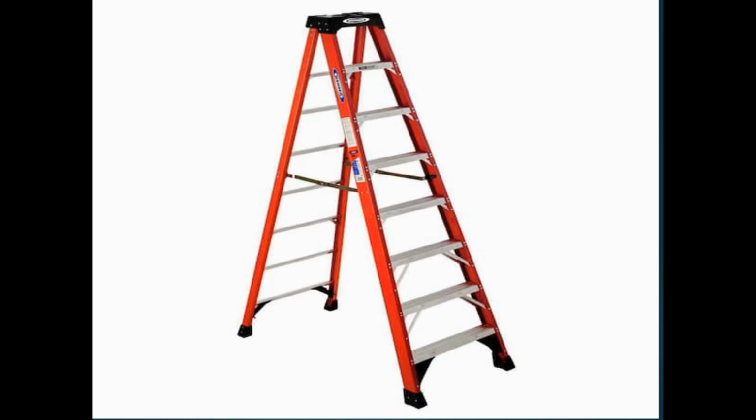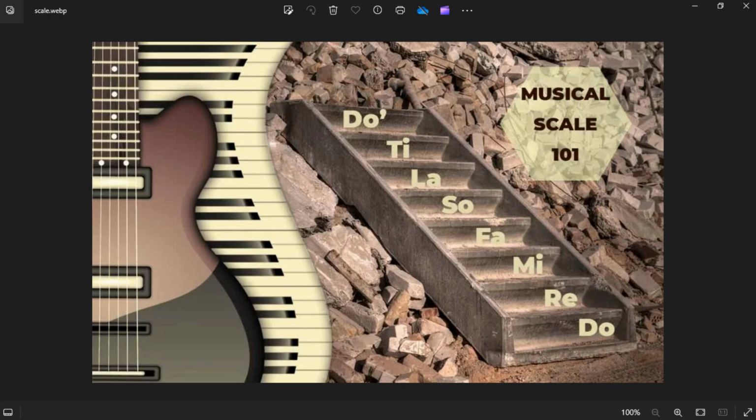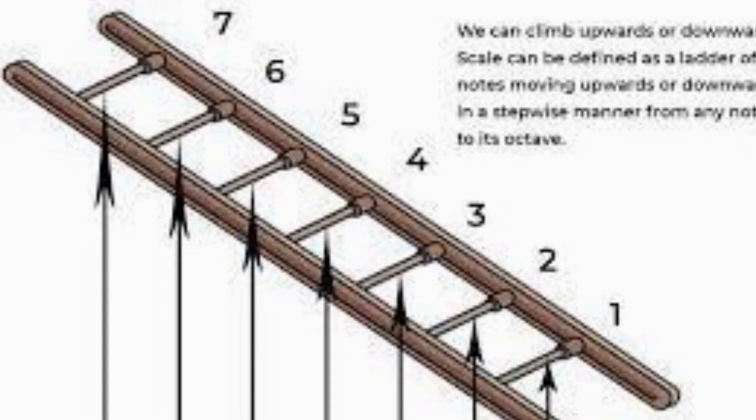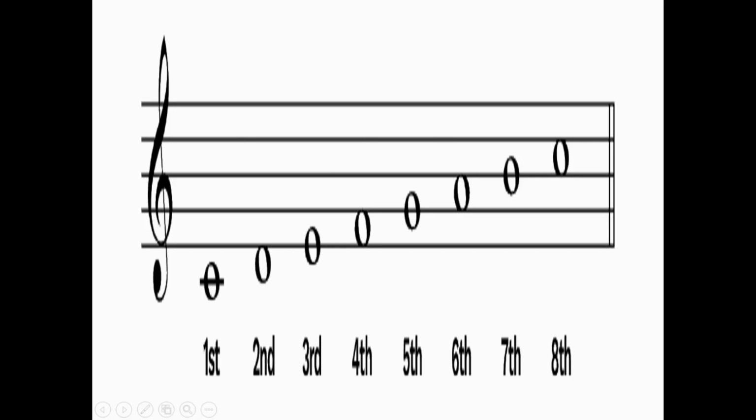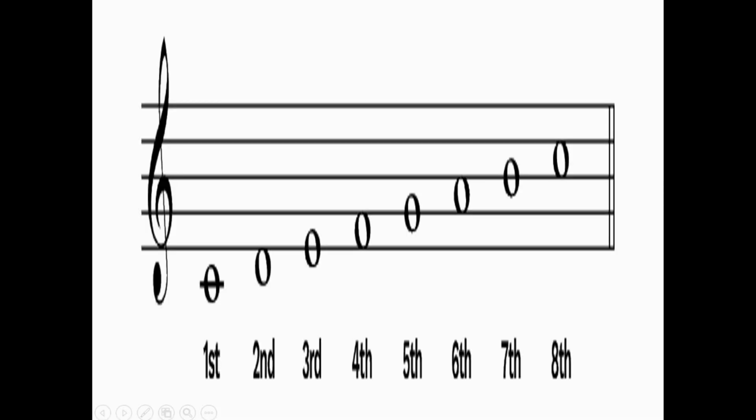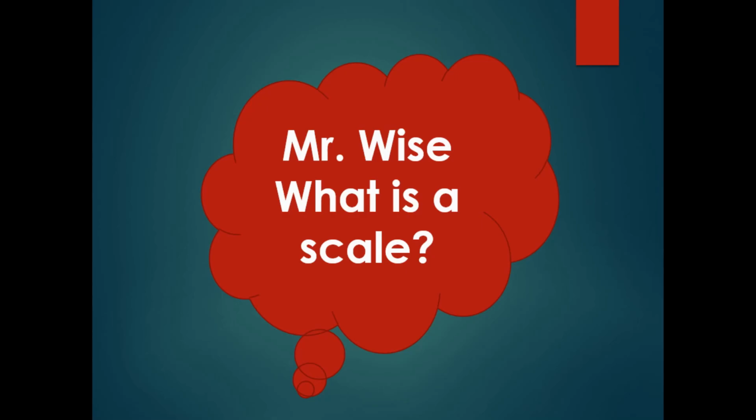Now when you look at a ladder, it has a series of steps, which could also represent a musical staff. One thing about a staff is that it has a series of lines that go horizontally, and then it looks like a ladder, just like you can see a ladder. This is a scale. Now, what is a scale?